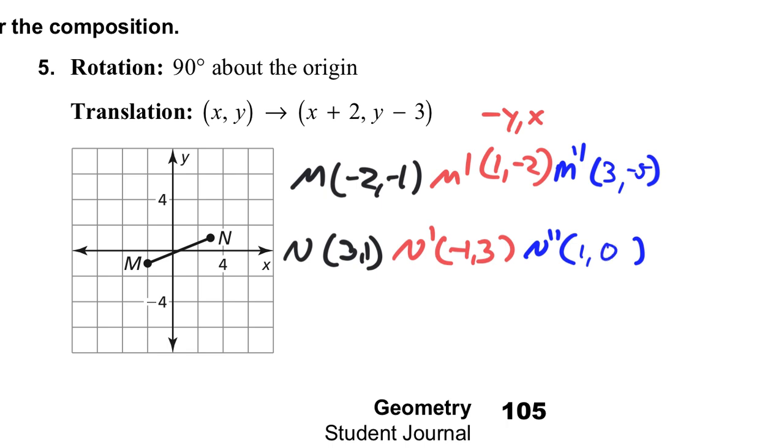Now I get to graph these. So let's go to 3, -5. That's right here. That is going to be M double prime. And then 1, 0. There's my N double prime. And now I can connect these. So that would be a composition.